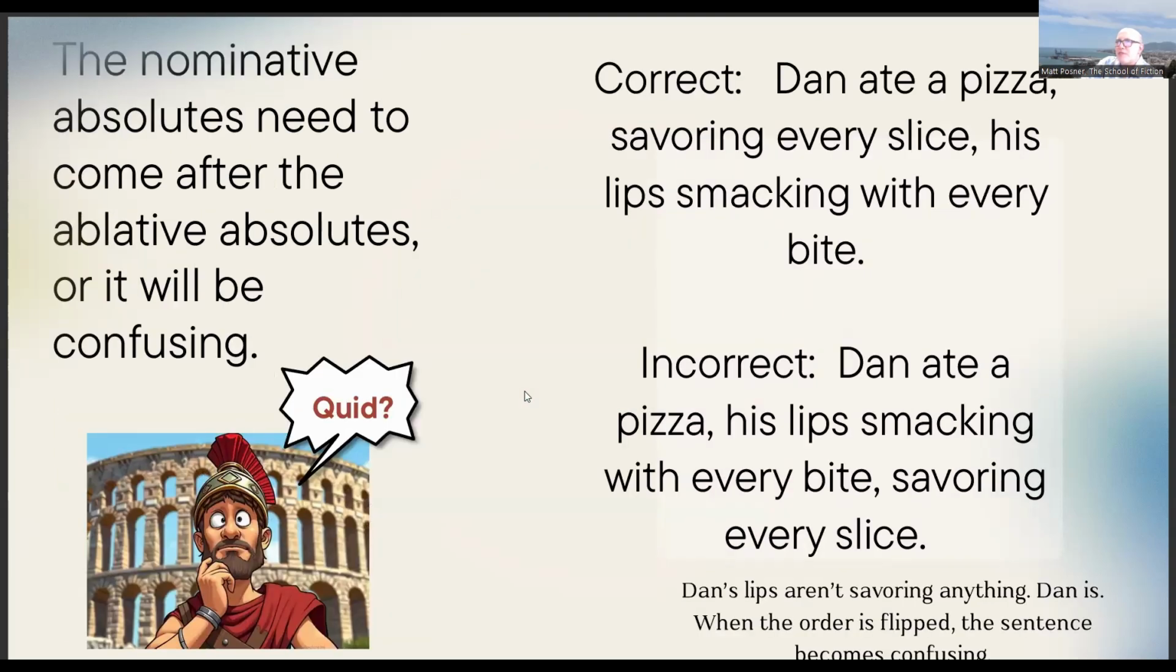The nominative absolutes need to come after the ablative absolutes because you're essentially changing the subject. And it would be confusing otherwise. Dan ate a pizza, savoring every slice, his lips smacking with every bite is the correct one that we just saw on the previous slide. If you switch them around, it doesn't make sense. So listen to this. Dan ate a pizza, his lips smacking with every bite, savoring every slice. That implies that the lips are savoring the slice, but it's not the lips. Lips don't have emotions, so they can't savor. It is Dan who is savoring. So savoring every slice needs to be closer to Dan. There we are with that.